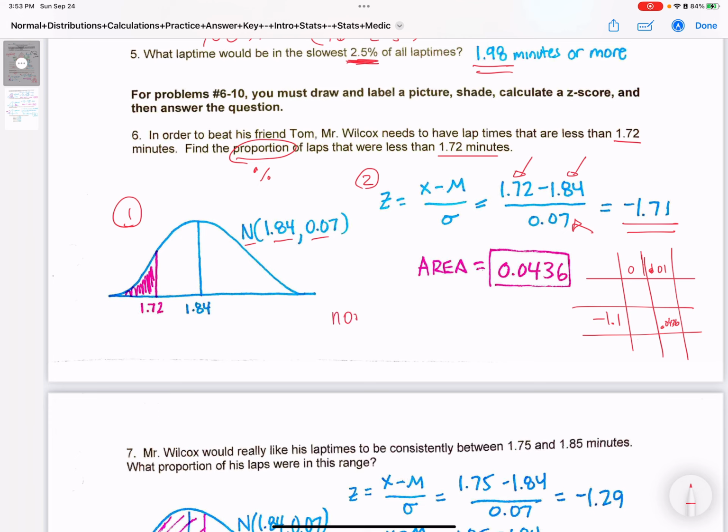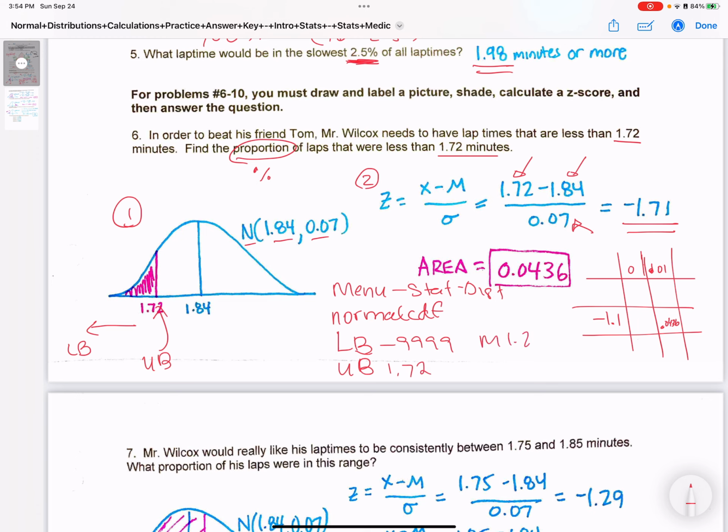Or I would go to normal CDF on my calculator, which remember is menu, stats, distribution. And my lower bound is going to be the most left area that's shaded, which is off the chart. So we're going to call that negative infinity, and on your calculator, you have to put negative 9999. And then upper bound is the most right area shaded, which is 1.72. And the mean is 1.84, and my standard deviation is 0.07. And you are going to come up with the same answer.